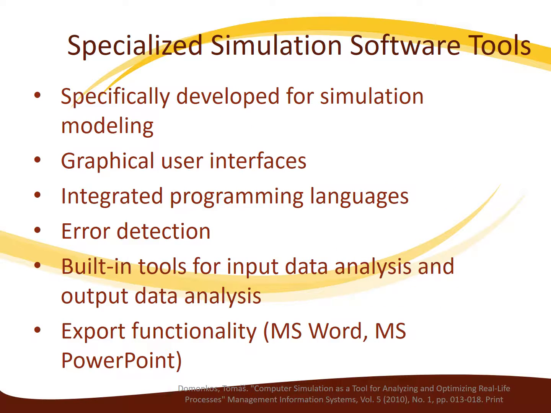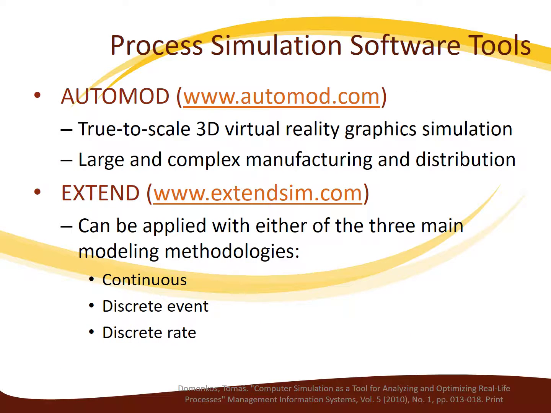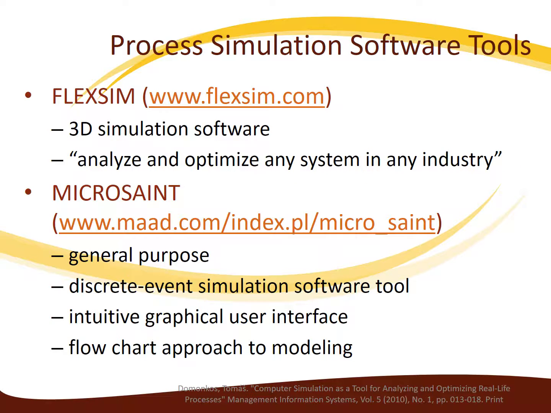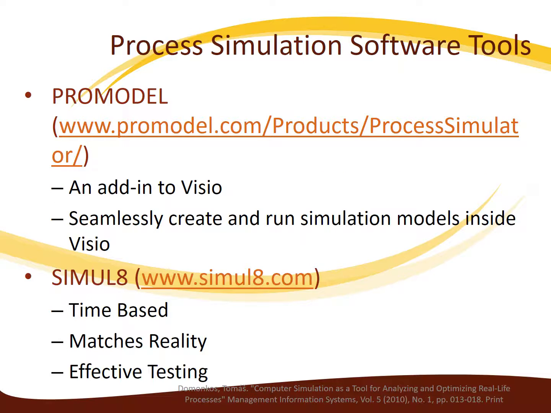Specialized simulation software tools are specifically developed for simulation modeling. They typically provide a graphical user interface, use integrated programming languages, provide error detection, and have built-in tools for input data analysis and output data analysis, and provide export functionalities for programs such as Word and PowerPoint. Some of the more popular process simulation software tools include AutoMod, Extend, FlexSim, MicroSaint, ProModel, and Simulate.